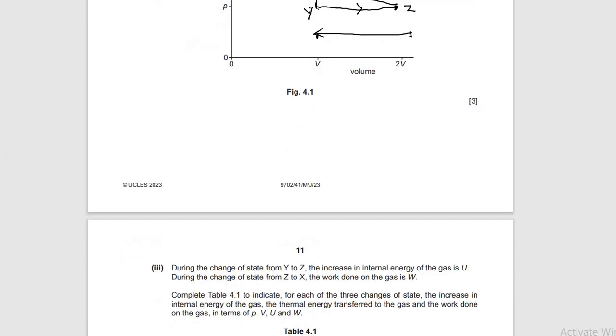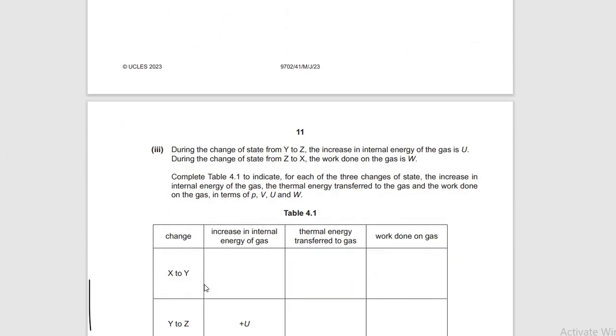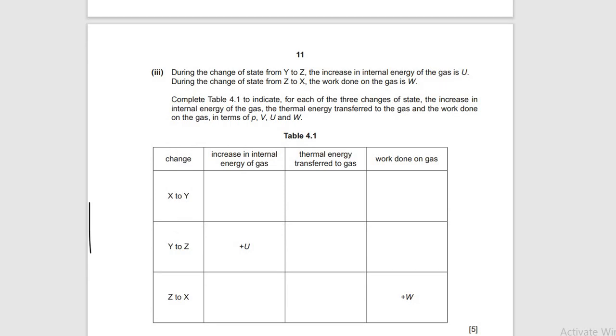Now let's go to the question, and why we are doing this video again. During the change of state from Y to Z, pay attention, please, the increase in internal energy is U. During the change from Z to X, work done is W. The question is that we should fill in this table in terms of P, V, U, W.